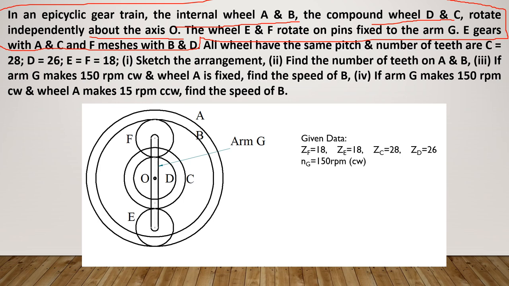You can see here, the center is O with compound gear DC here. C and D are here at the center. E and F are meshing with two gears, that is E meshes with A and C, and F meshes with B and D.